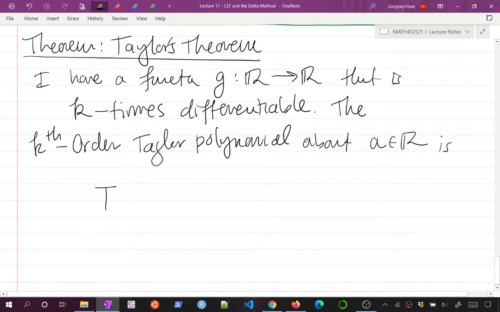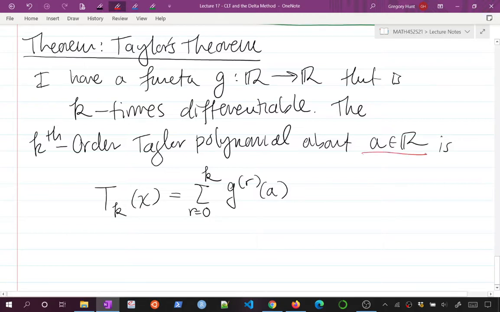is, and we'll denote it T for Taylor, k for the order, and it's a polynomial, so it's a function of x, and it's a polynomial in a certain form. It is the sum, and let's say our index variable is r. r is going to go from 0 to k, and we look at the rth derivative of our function g, evaluated at our point a. So it not only has an order, it has a point about which the polynomial is going to approximate g, divided by r factorial times x minus a to the rth power.